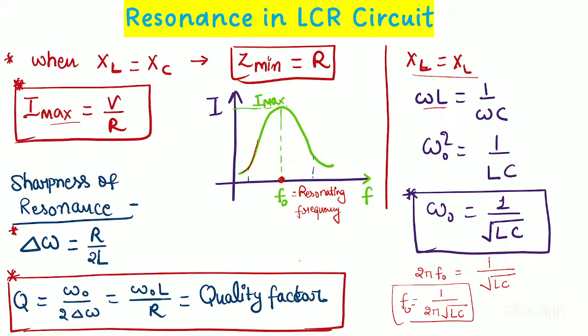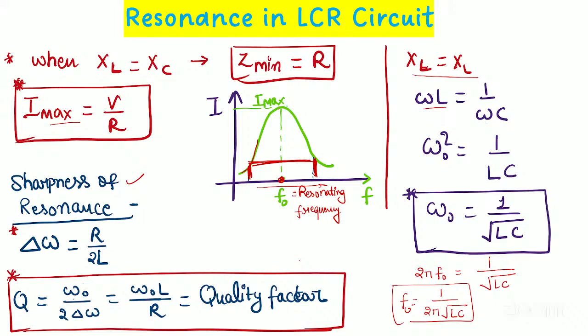Okay, there are two important terms here. The first is sharpness of resonance. Sharpness is nothing but the width between any two values of angular frequency or the frequency itself. So this bandwidth is nothing but the sharpness. So what is sharpness? Delta omega is equal to R by 2L. Okay, it is omega 1 minus omega 2 actually.